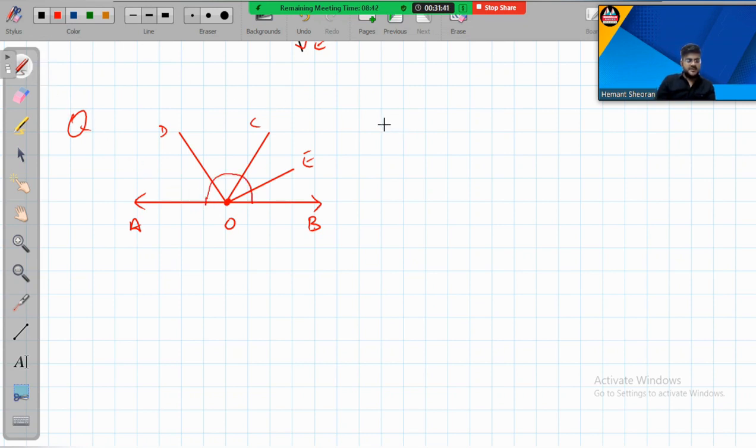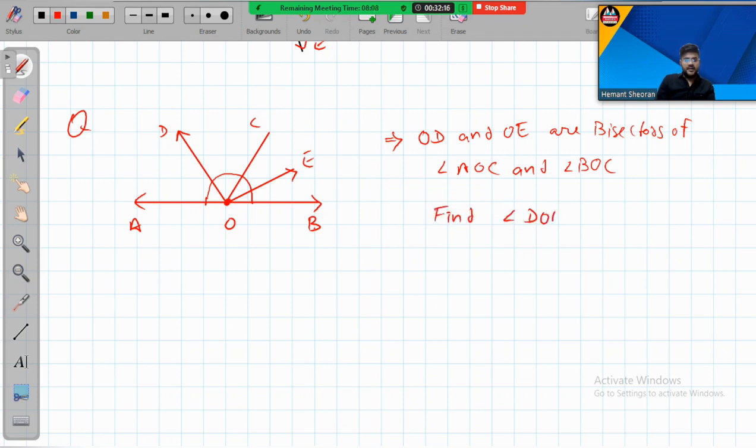So they are asking, in the given diagram, OC stands on a straight line, as you can see, AOB. Yes or no? Ray OD and ray OE are the bisectors of angle AOC and angle BOC. Getting it? So they are asking you to find the measure of angle DOE. How will we find DOE? The angle DOE, so O, D, and O, E.